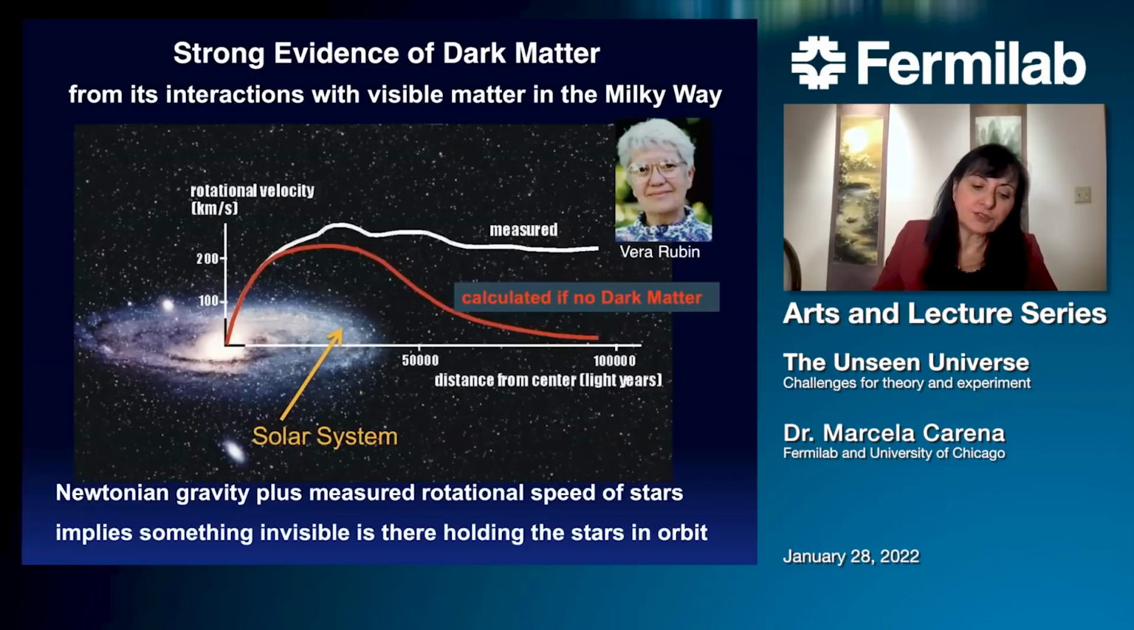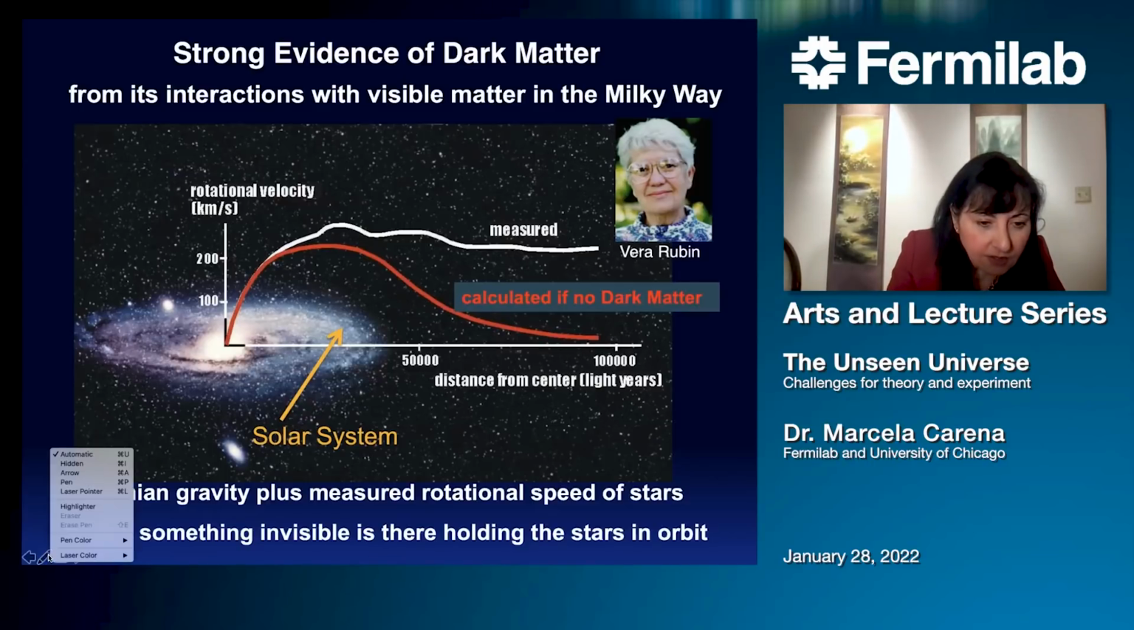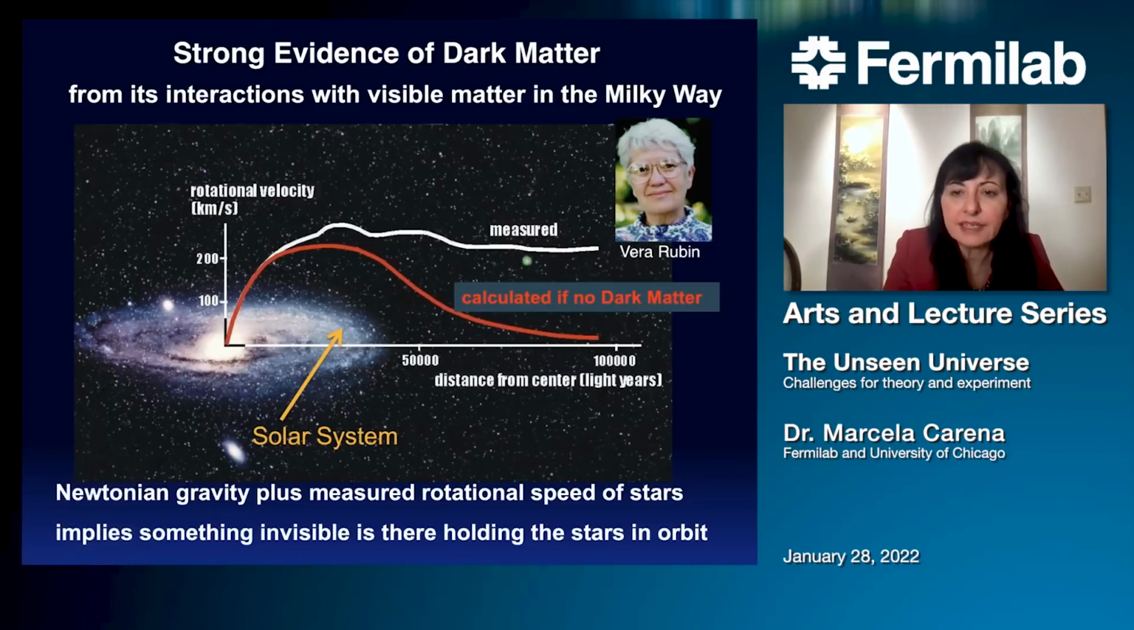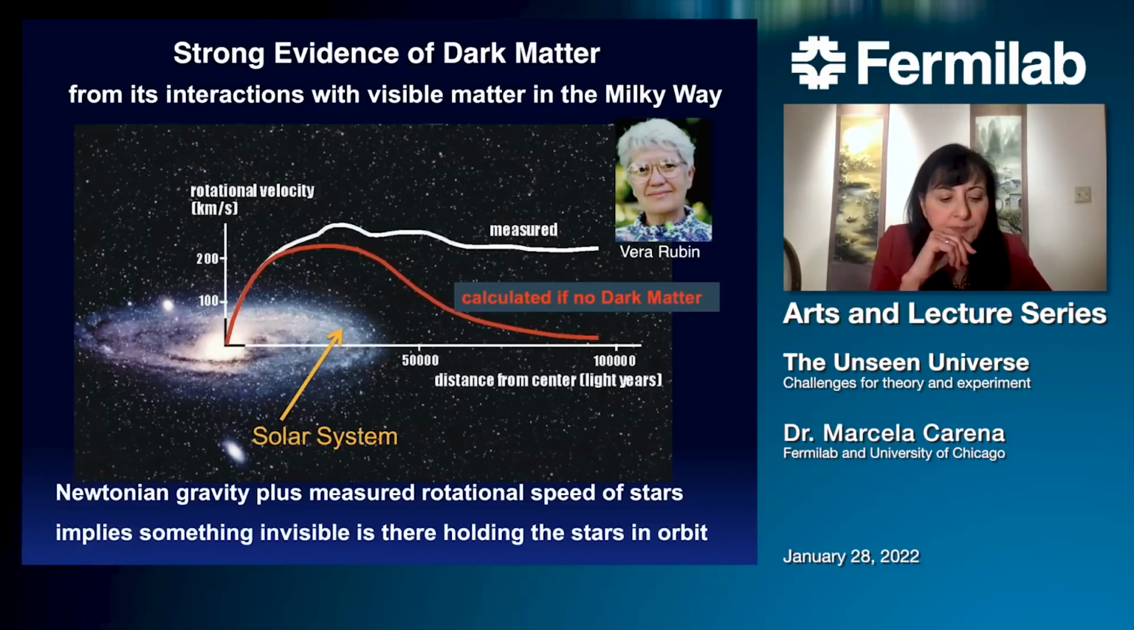Okay, so there is strong evidence of dark matter from its interactions with visible matter in our own Milky Way. In the 1970s, Vera Rubin and her colleagues started to measure how fast stars in galaxies like the Milky Way move as they orbit around the center of the galaxy, okay?